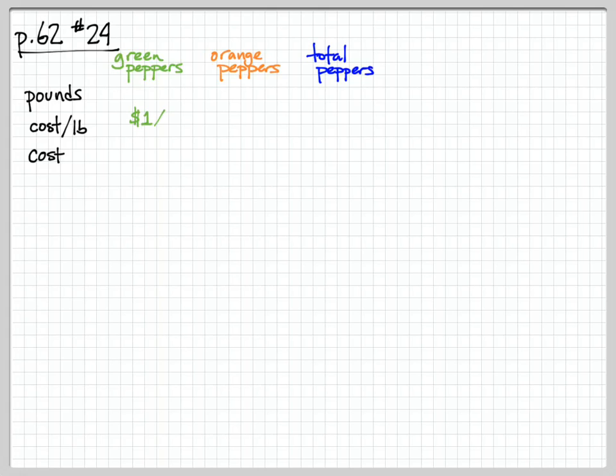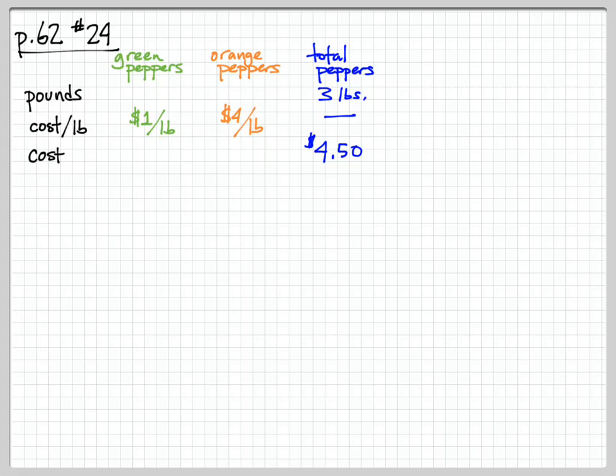So this problem, the way I'm going to approach it is by first creating a table with all the given information. It just helps to organize my thoughts and to show me what I know, show me what I don't know. So this is exactly what is given in the problem. We have green peppers that cost $1 per pound, orange peppers which cost $4 per pound. I bought 3 total pounds of peppers and the total cost of all my peppers was $4.50.